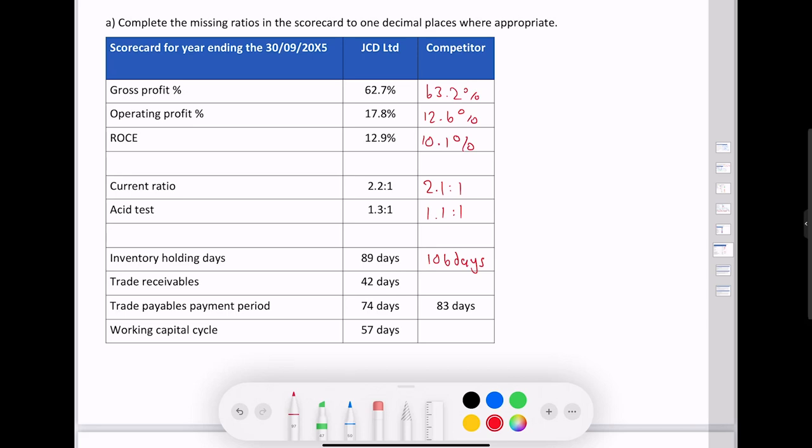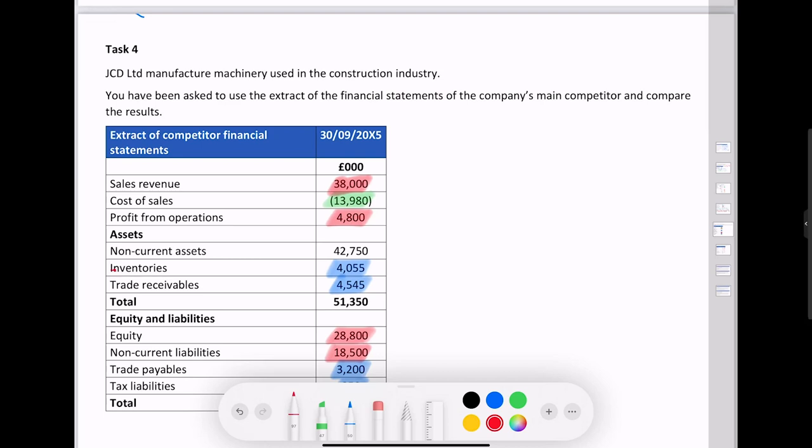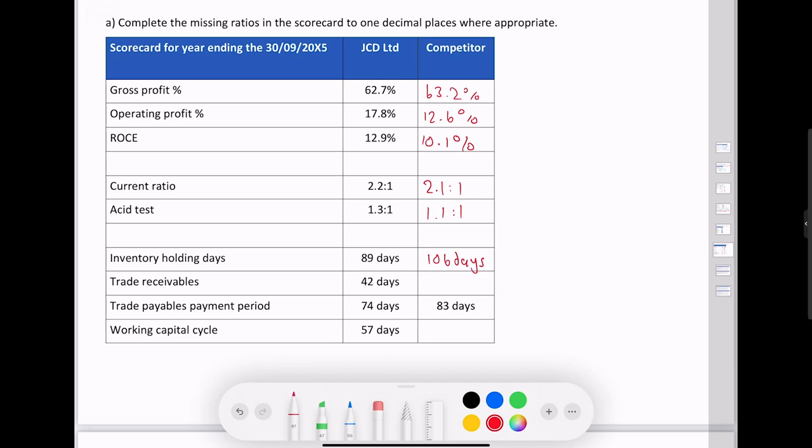Next on the list then, we have our trade receivables days. Which is just our trade receivables over our sales revenue figure. So our trade receivables here, 4,545,000, over the sales revenue of 38 million. So that works out to be 44 days. And your working capital cycle is then just your inventory days plus receivable days less payable days, which comes out to 67 days.